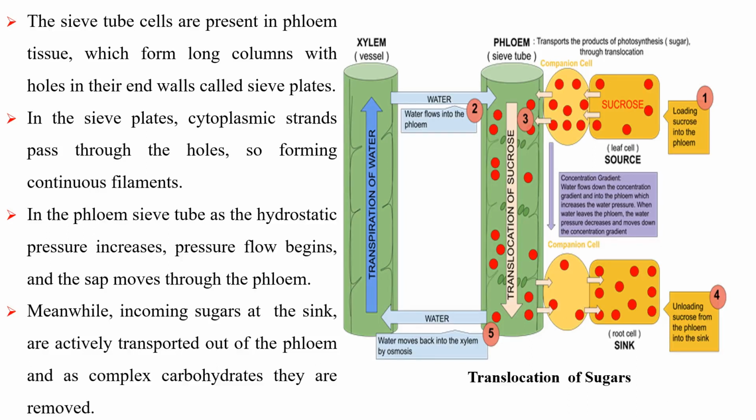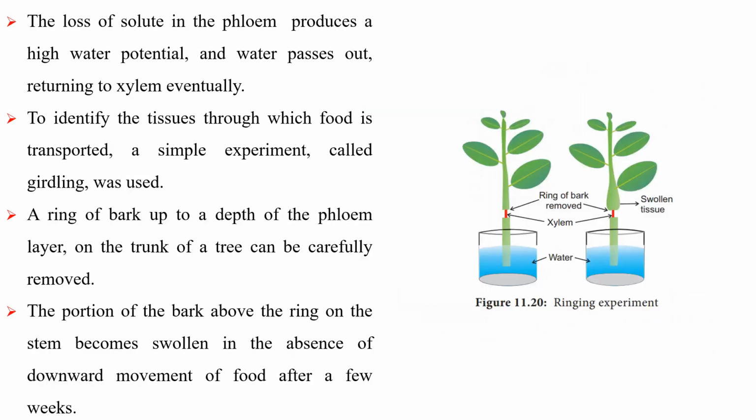Meanwhile, incoming sugars at the sink are actively transported out of the phloem, and as complex carbohydrates they are removed. The loss of solute in the phloem produces a high water potential and water passes out, returning to xylem eventually.